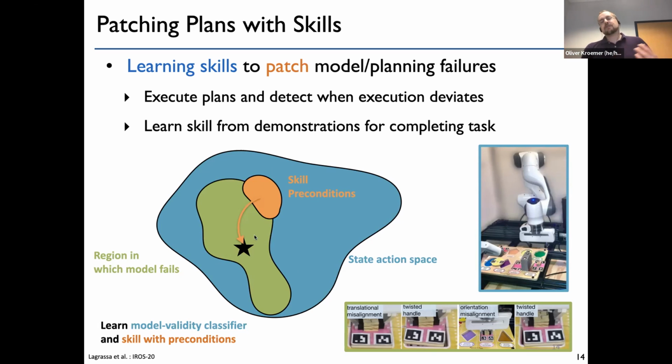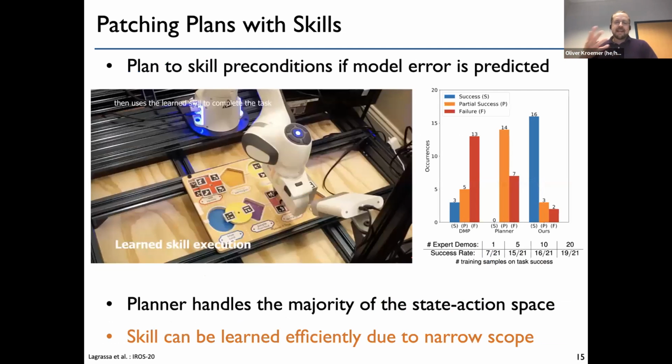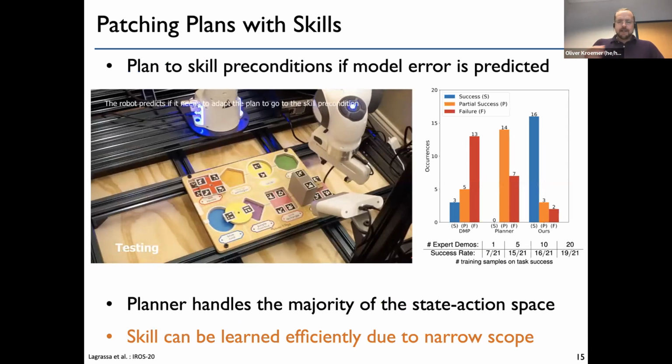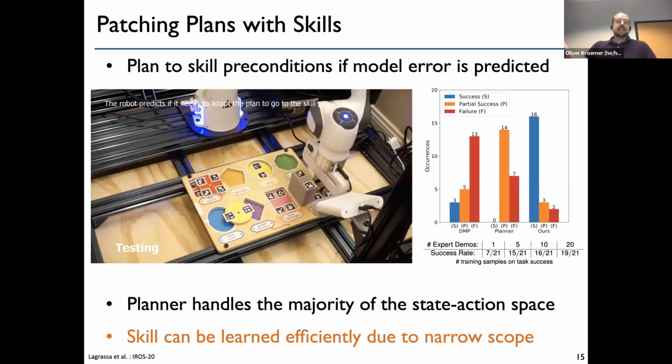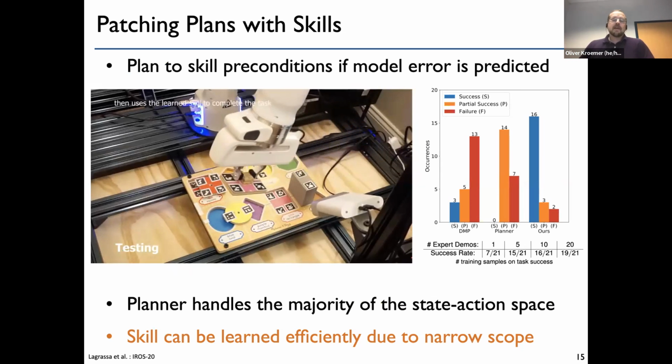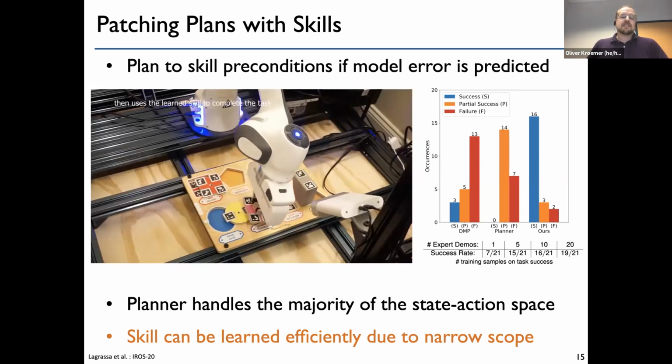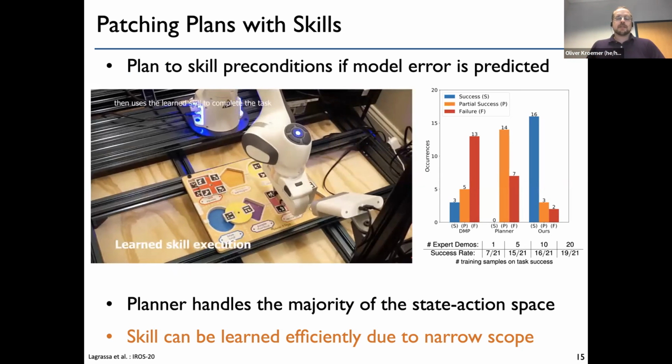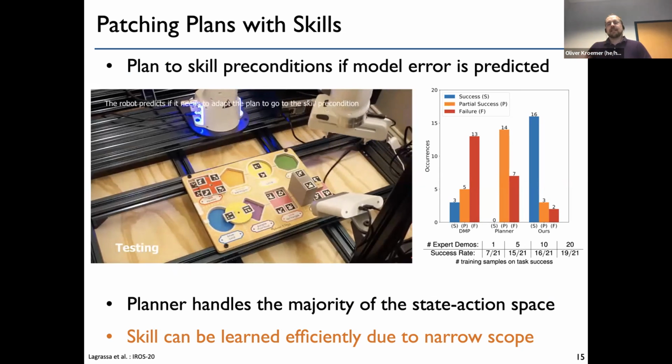And so what we need to do is we need to learn both the skills, but we also need to learn about the situations where the model is valid or where it's not. So in that case, if we have that model validity, we can create a plan, see if it's going to make an error. If we expect that the initial plan is not going to work, then we can plan to the preconditions and have the robot learn that skill to get to the end.